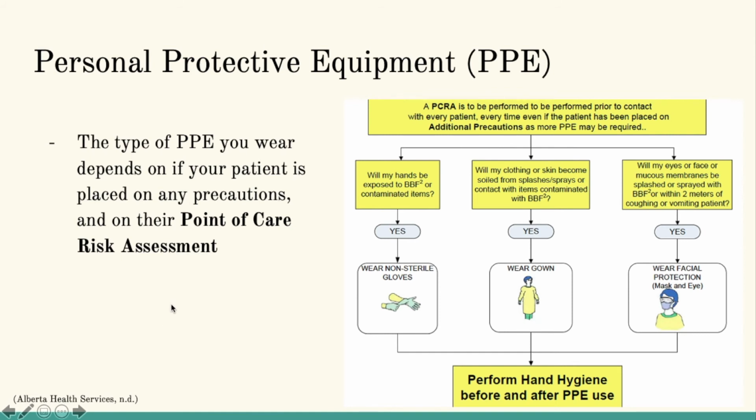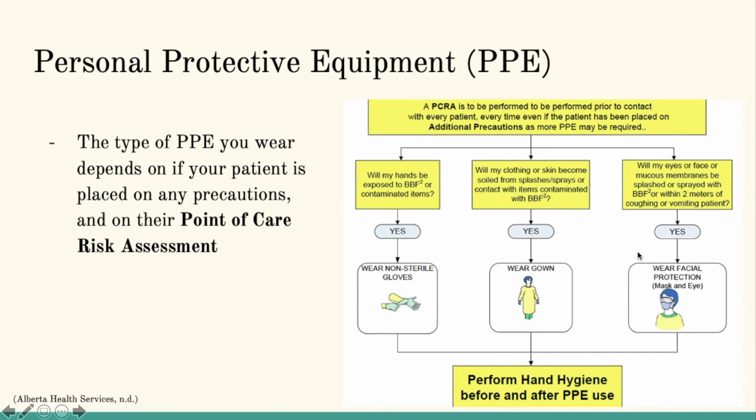So the point of care risk assessment is just a quick breakdown. It's a quick flow chart of just what you should be doing before interacting with any patient. So we can go over this. Prior to contact with every patient, before you do a task with this patient, you should ask yourself these questions. Will my hands be exposed to blood and body fluid or contaminated items? If yes, you should wear gloves. Will my clothing or skin become soiled from splashes or sprays or contact with items contaminated with blood and body fluid? If yes, wear a gown.